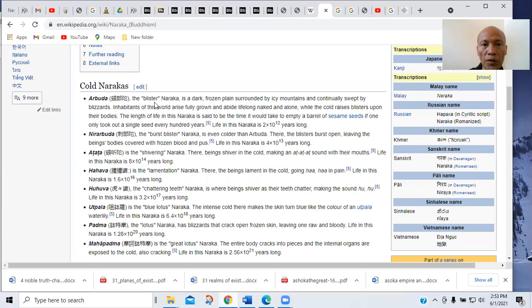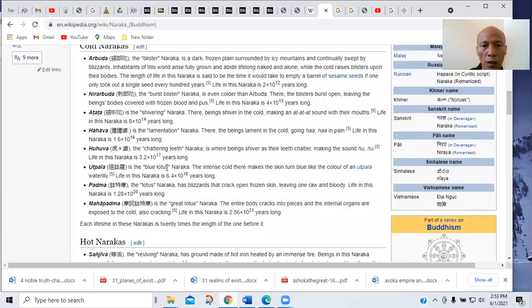The first one is Arbuda, that means the blister hell. The second one is the burst blister. The third is the shivering. The next one is the lamentation. And the next one is where charity is too cold for them. They shiver, their teeth chattering.